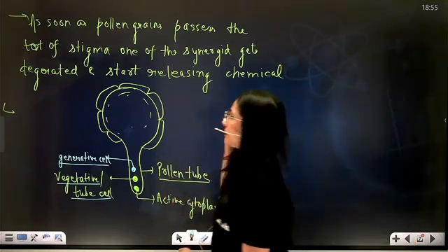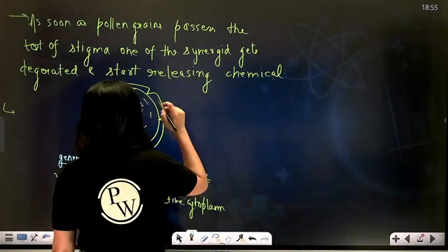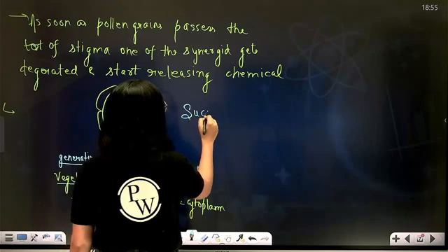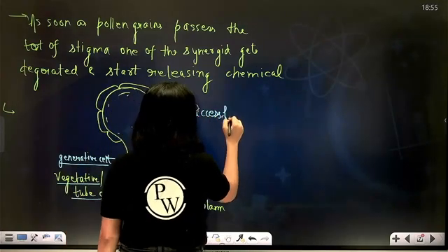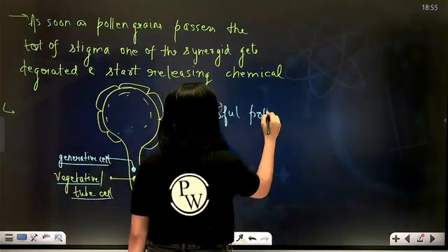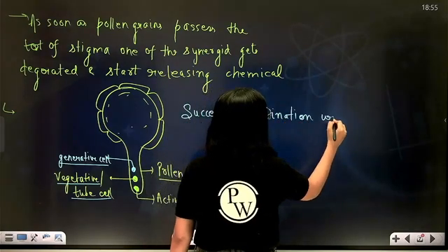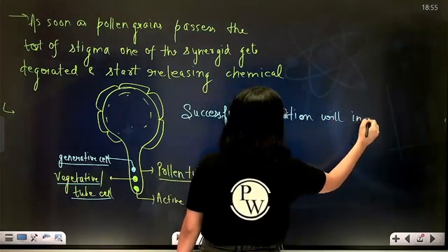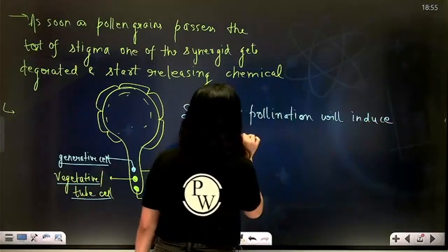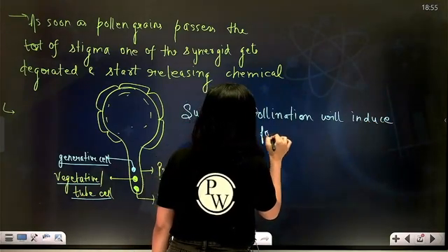Now beta, let me write this in theory also. So successful pollination will induce the formation of the pollen tube.